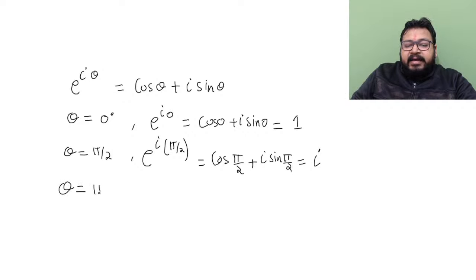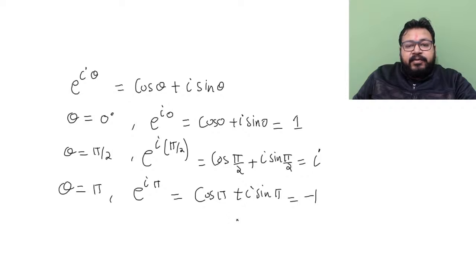When I take theta as pi, it is e to the power iota pi. And what is e to the power iota pi? E to the power iota pi is cos pi plus iota sine pi. What is cos pi? Minus 1. What is sine pi? 0. So I get minus 1 here. Okay. So it can be 1, it can be iota, it can be minus 1. And again, if I take different angles, the value will be different.